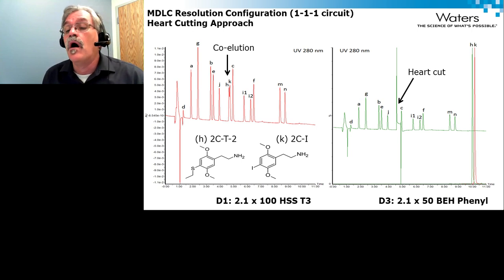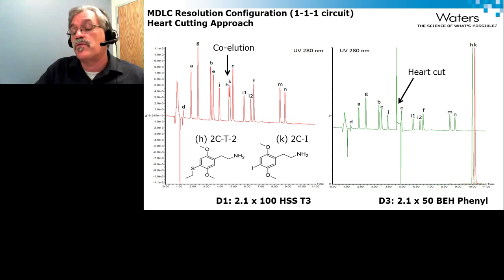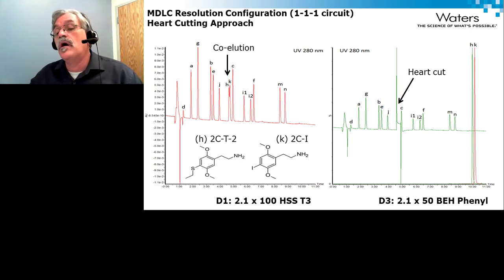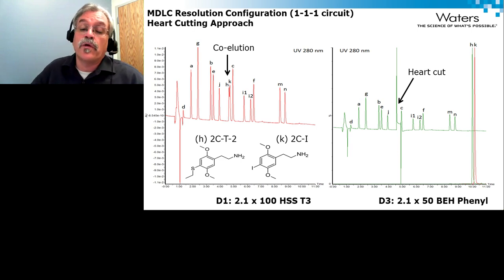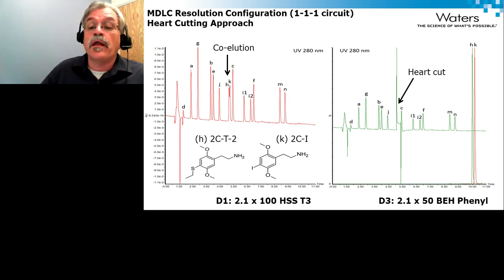So now on our second injection, you notice that we have the hard cut, and we can actually send that pair to a different column chemistry. In this case over here, we're using an HSS T3 on one side, and we're using a phenyl on the other side to separate. Now, phenyl makes a lot of sense because in this case, these two target analytes are phenolic in nature. They have a very similar backbone with the difference between an iodide and a sulfur group, and we can actually separate those two better on a phenyl than on a standard C18.